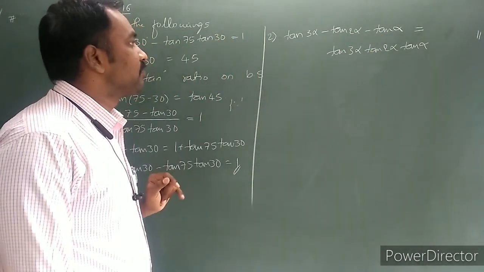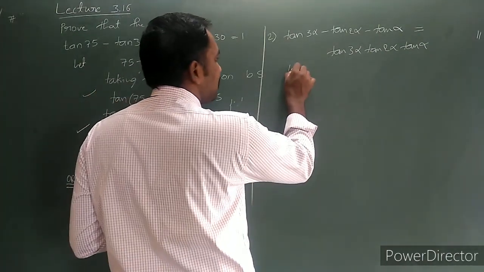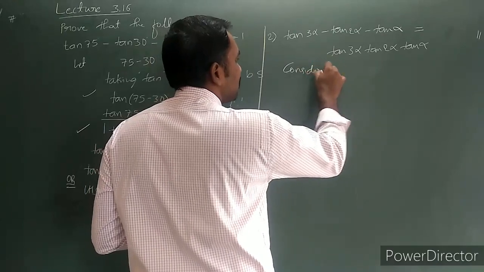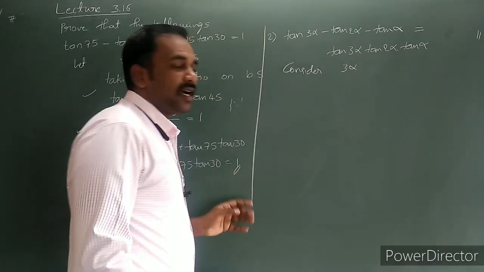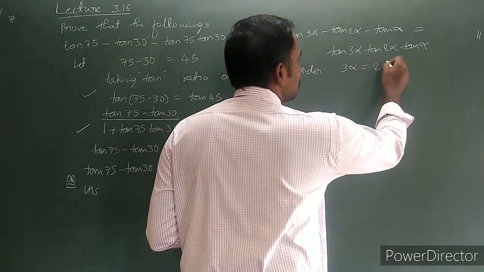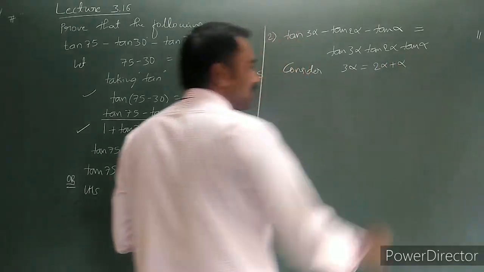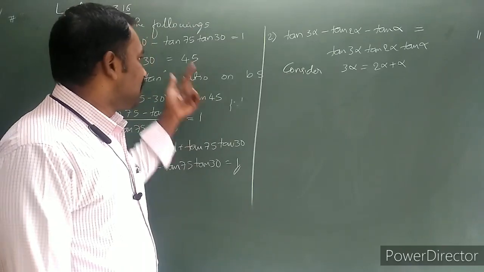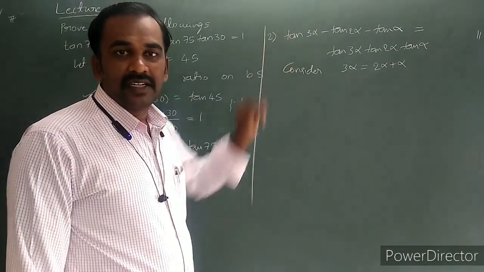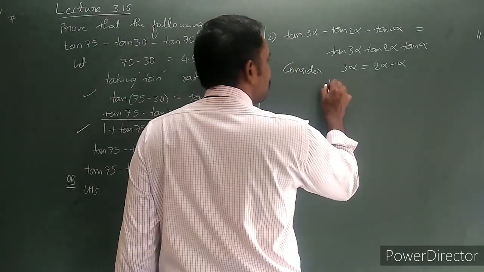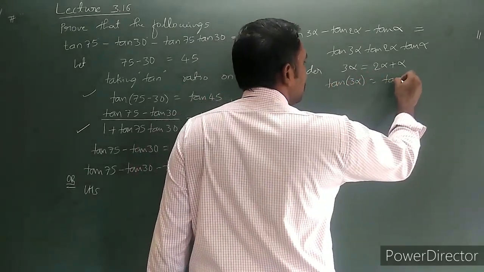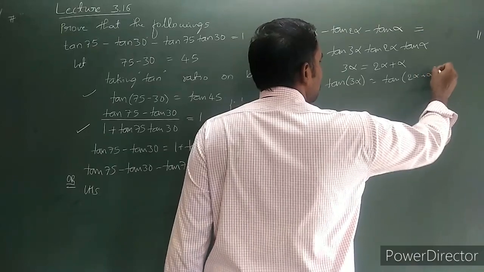So for that reason, I just consider, nothing to worry. Consider 3 alpha. 3 alpha can be split as 2 alpha plus alpha. Again the same thing, which ratio is there? Tan ratio is there, taking the tan ratio on both sides. So what we get? Tan of 3 alpha is equal to tan of 2 alpha plus alpha.